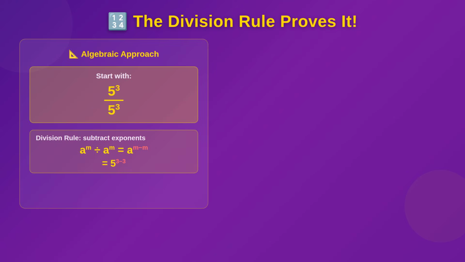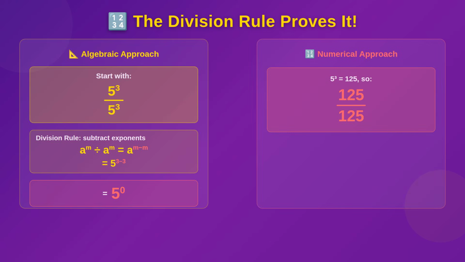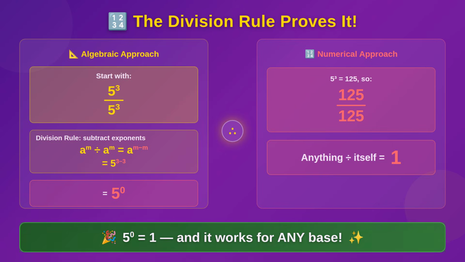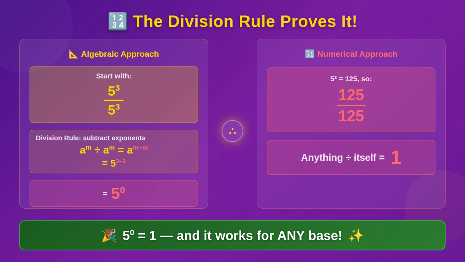When you divide two powers with the same base, you subtract the exponents. So 5 to the 3rd divided by 5 to the 3rd, subtract the exponents. 3 minus 3 equals 0. That gives us 5 to the 0. But wait, 5 to the 3rd divided by 5 to the 3rd is also just 125 divided by 125, which equals 1. So 5 to the 0 must equal 1. This works for any number. That's the magic Maya was looking for.